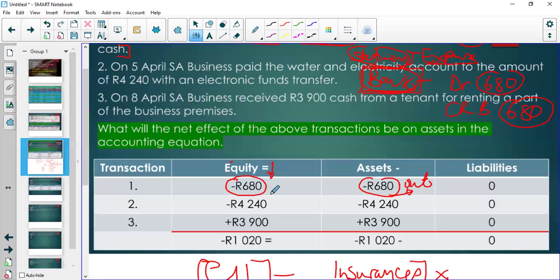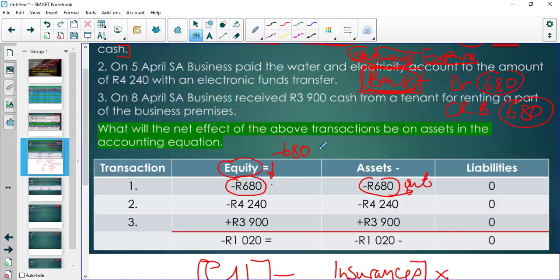One of the things that you need to know when you do double entry is that mathematically your things must balance. For example, here we have a decrease in equity of minus 680 because we got more expenses. The more expenses we have, the less profit we have. If we have a high expenditure, then our profits are going to be low. That's not good for the owners. So if we have more expenses, then our equity has been reduced.